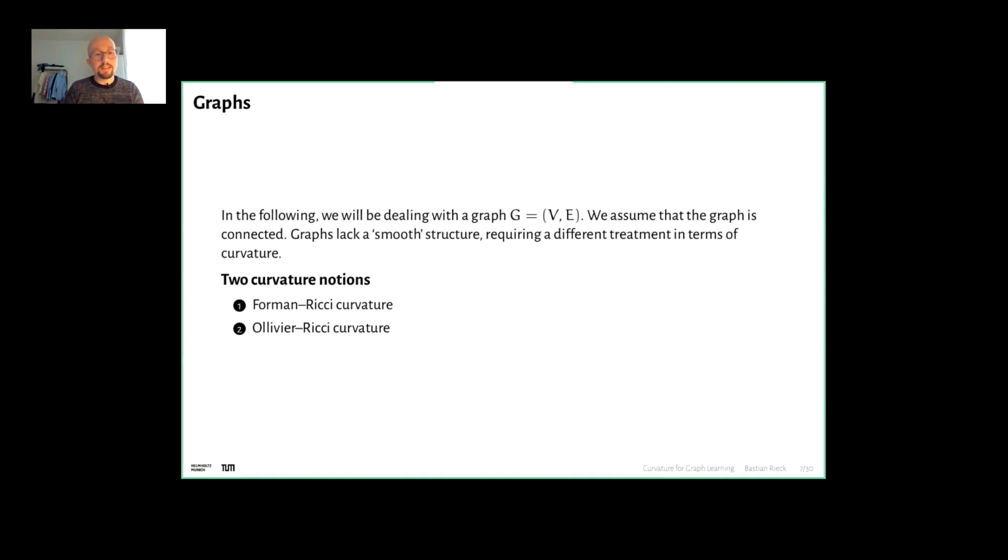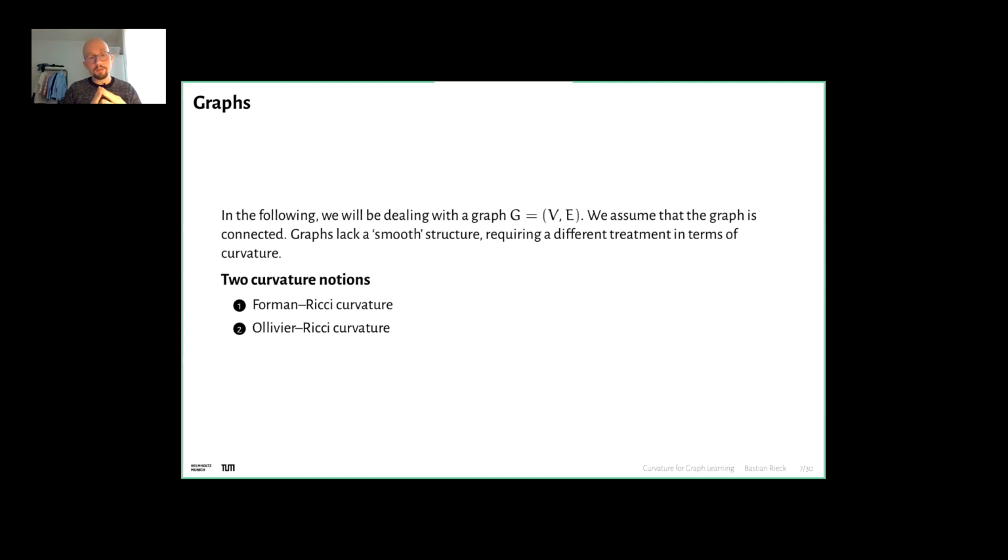Then we see that these graphs normally lack some kind of smooth structure, right? So in some sense, we could consider them to be a finite metric space, but there is not directly a beautifully smooth structure as with the Riemannian manifold. So this means that we require a different treatment and a different way of assigning curvature values, but they can still be motivated by the smooth case, of course. And in some sense, we can also see that they coincide.